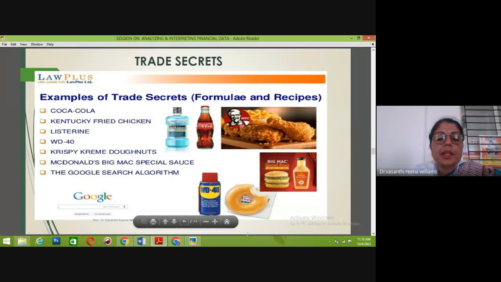Then Krispy Kreme donuts, then McDonald's Big Mac special sauce, and then Google search algorithm. See, when you use the Google platform, the search engine, and you type in something, it immediately searches and gives you answers to that particular question that you asked. So that Google search algorithm is also a trade secret. Can we go to the next slide, please?